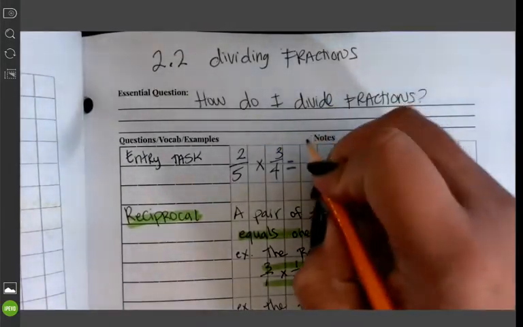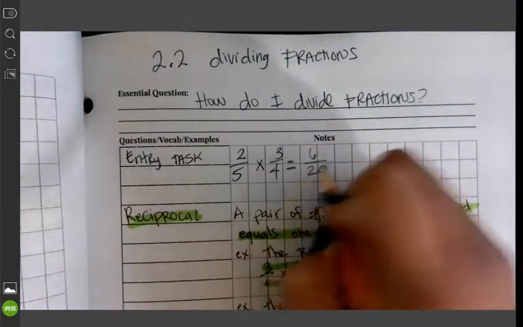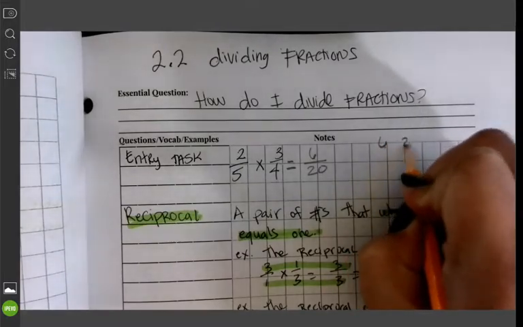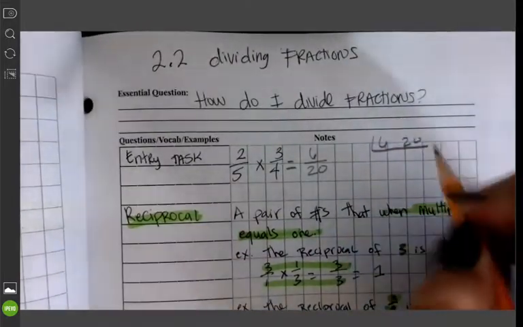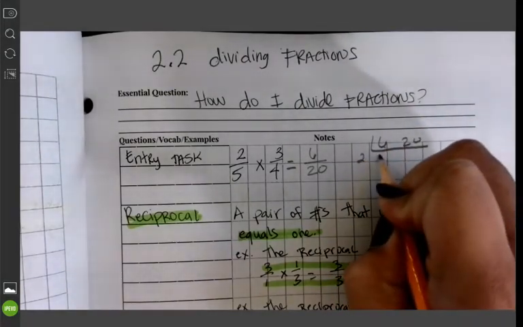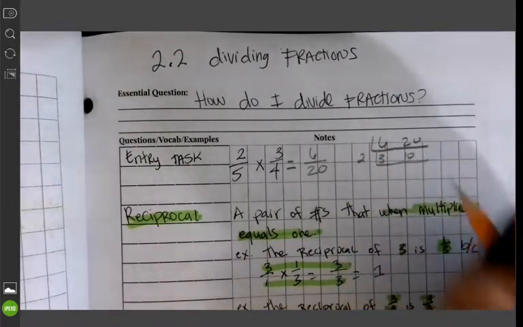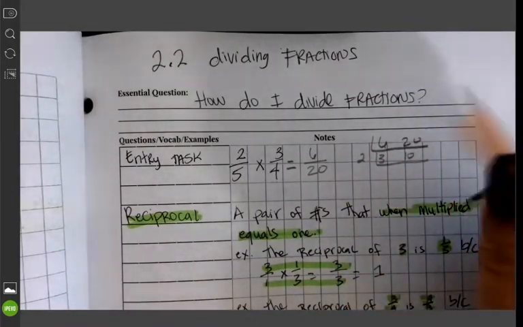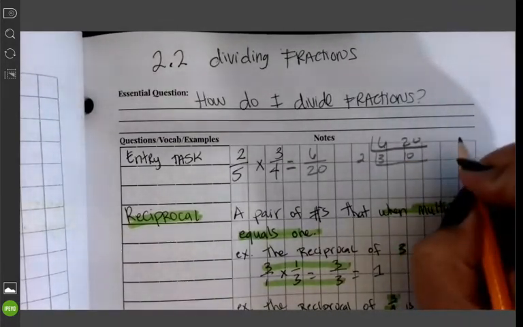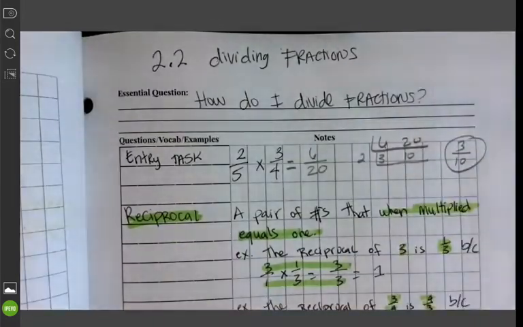So 2 times 3 is 6. 5 times 4 is 20. That is not simplest form, so I'm going to use the ladder method to find simplest form. 6 and 20 are both divisible by 2. 6 divided by 2 is 3. 20 divided by 2 is 10. 3 is a prime number. 3 does not go into 10, so this is the end of our ladder. And so 6/20 in simplest form is 3/10.